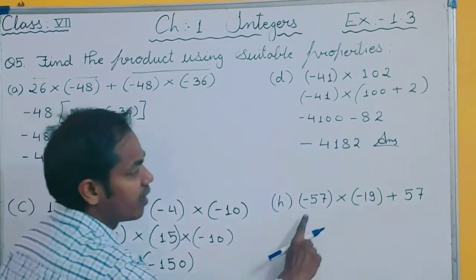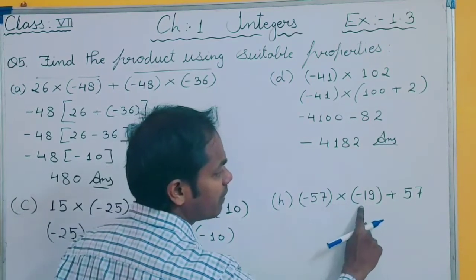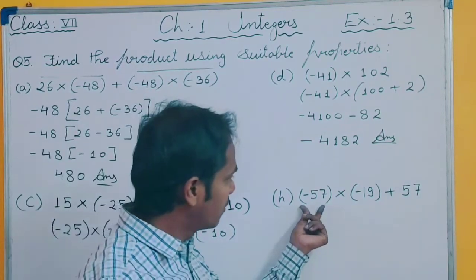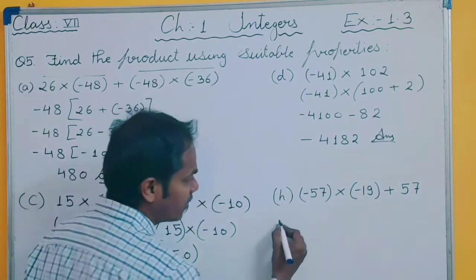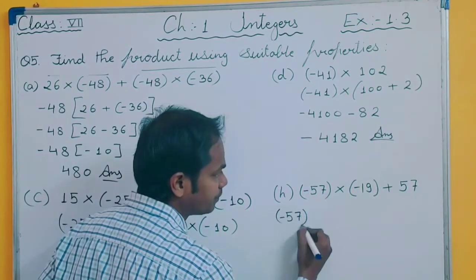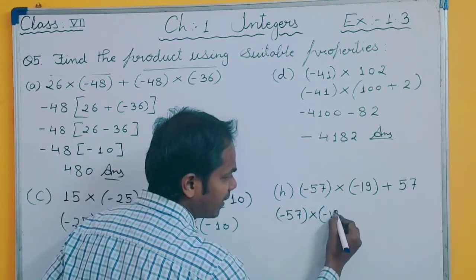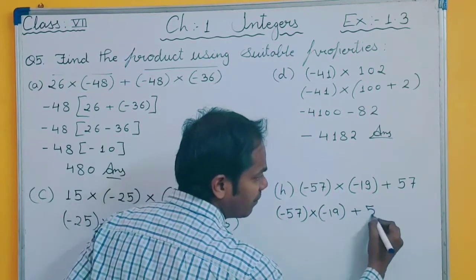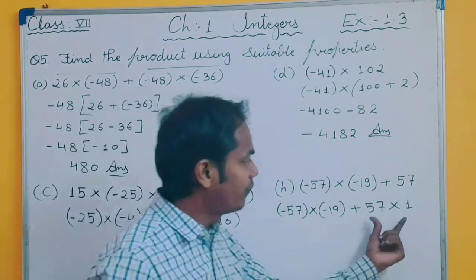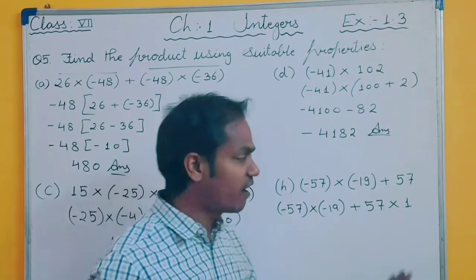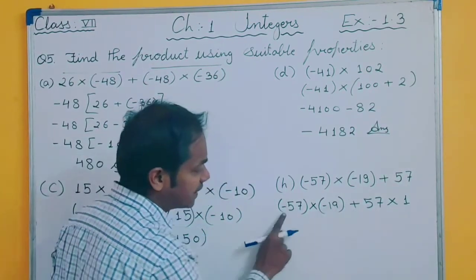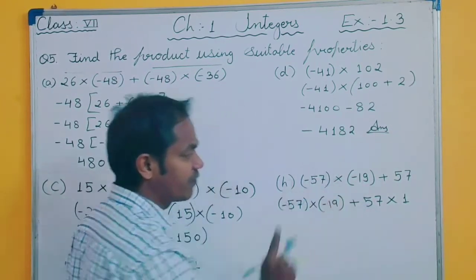Okay. Now this question, minus 57 multiplied by minus 19 plus 57. Okay. So what is common in this? 57 and 57. So what you will do here? First you will do one thing. Minus 57 multiplied by minus 19, and here I am writing 57 multiplied by 1 to make group. So 57 multiplied by 1 is 57. I have not changed anything in the question. So what is common in this? This is minus 57 and this is plus 57.